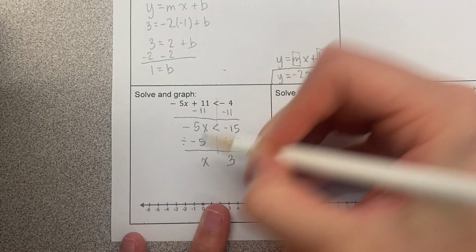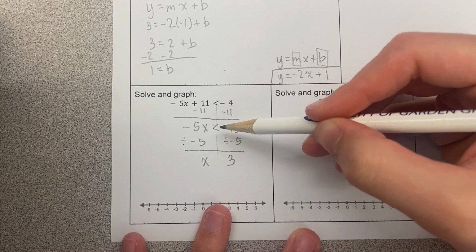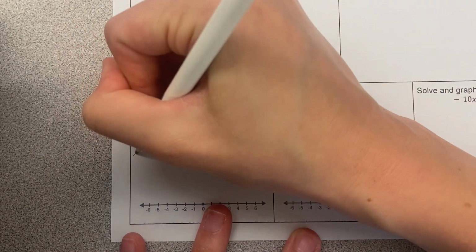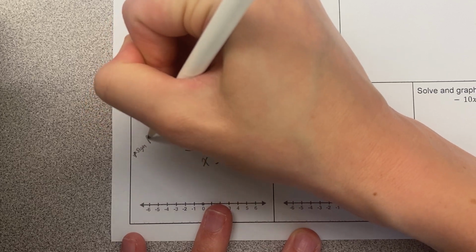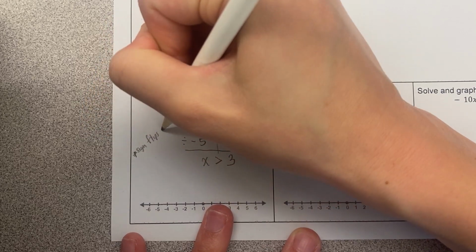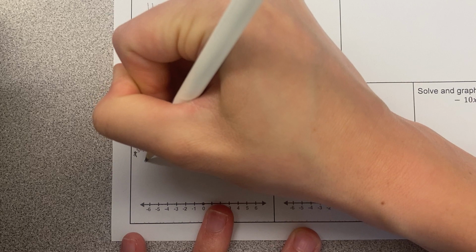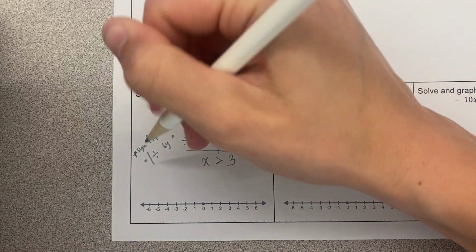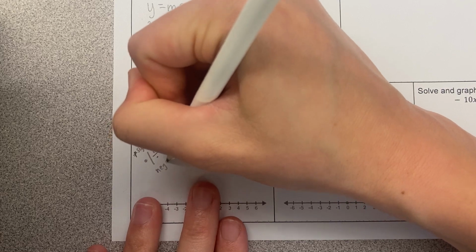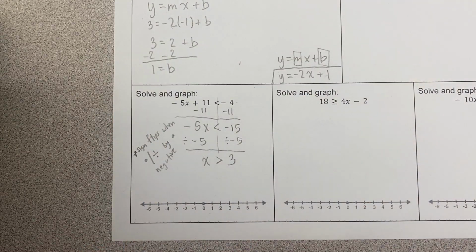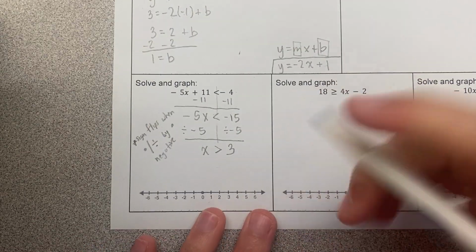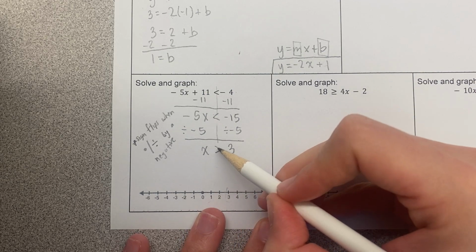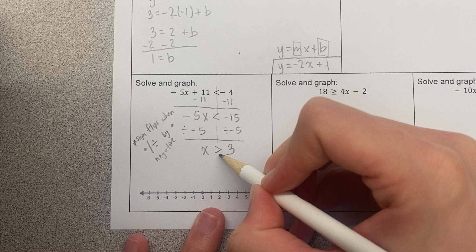I bring down x. Now, this sign is going to flip around. Okay, the sign flips when you multiply or divide by a negative. Okay, so this sign flipped around. So now I'm going to go to graph it, right? Here's 3. So now I decide open circle or closed circle.